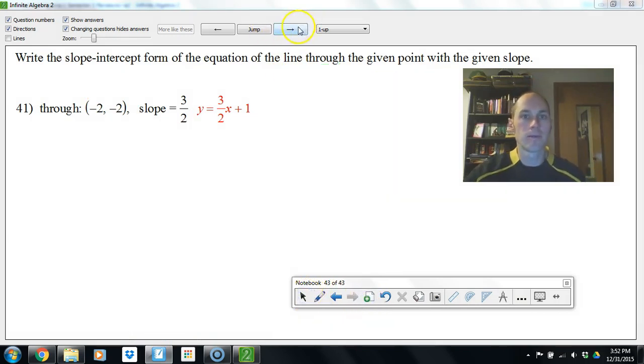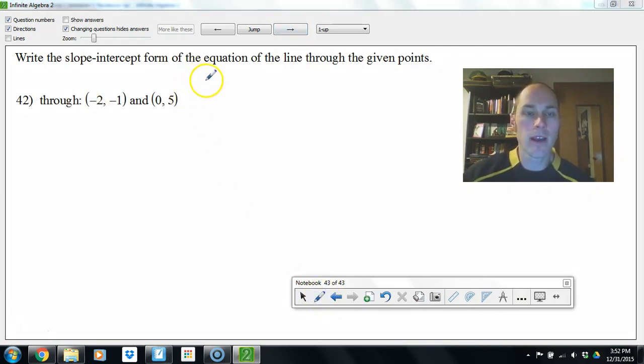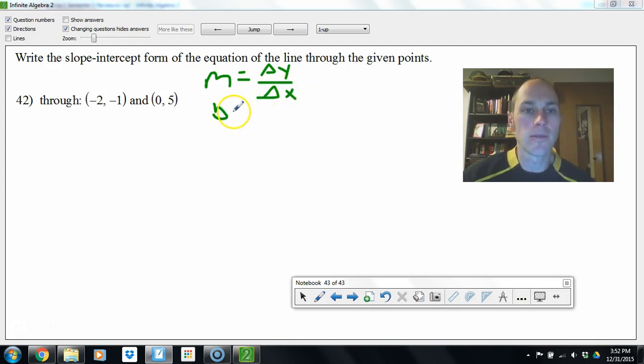All right, next one. Slope-intercept form goes through 2 points. So remember the key thing we got to find, we always got to find a slope. We always got to find the y-intercept. So in order to find the slope, you got to find the difference of the y and the difference of the x. Divide the two, then reduce, and you got slope.